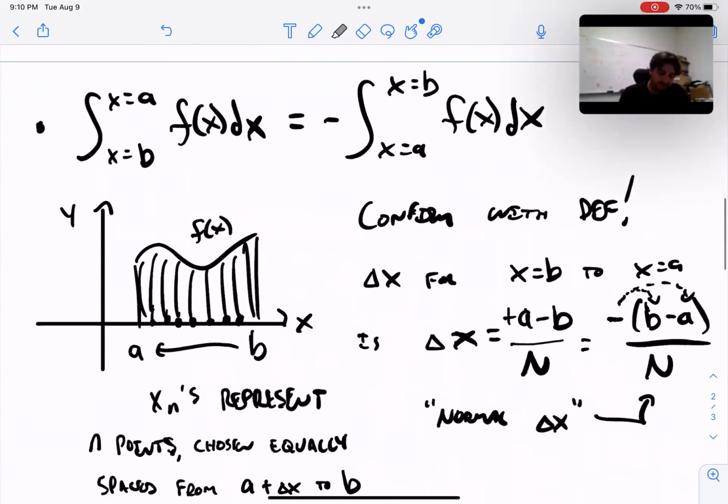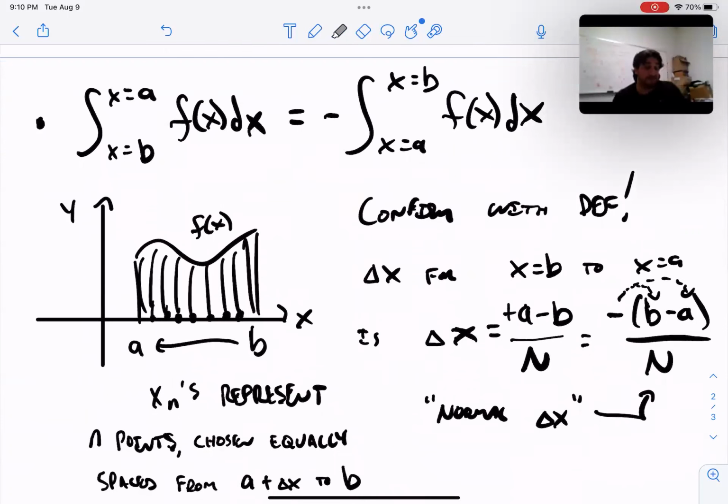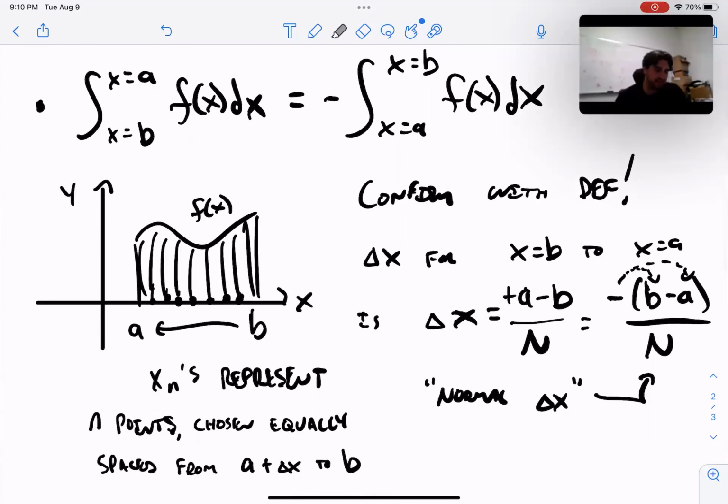Now, let's look at another one. Here's another property of integrals. The integral from b to a of f of x equals negative the integral from a to b of f of x. So if you think of it graphically, again think of b as the bigger number, right? So this is saying you're integrating to the left. You're integrating from b to a instead of a to b.